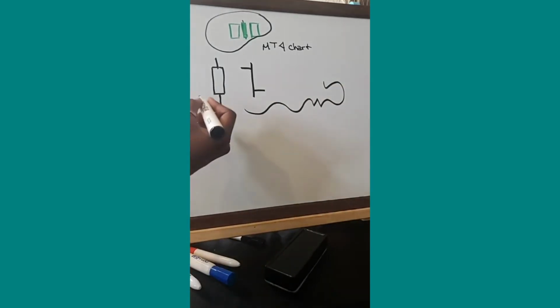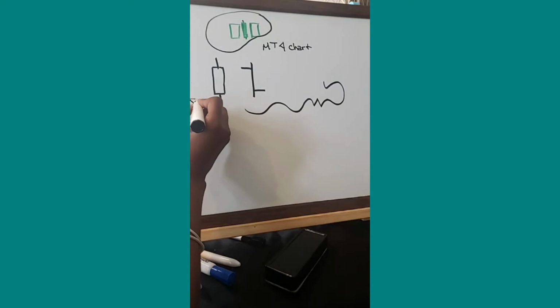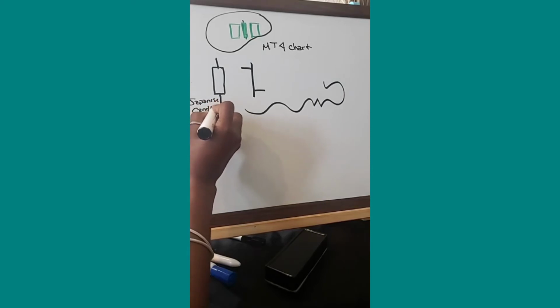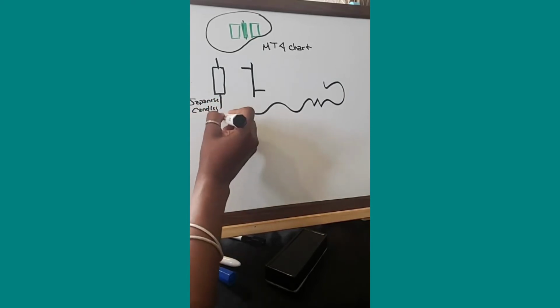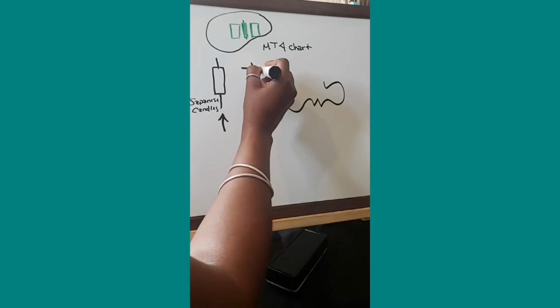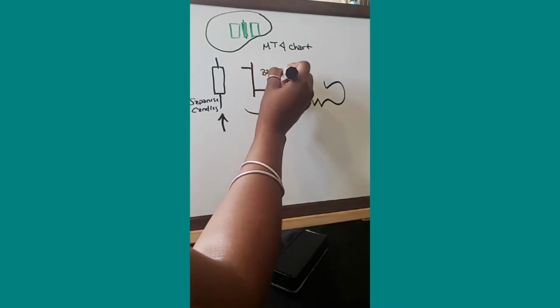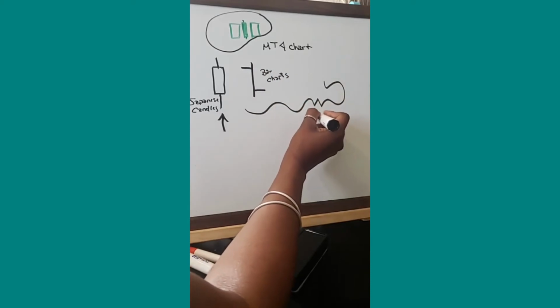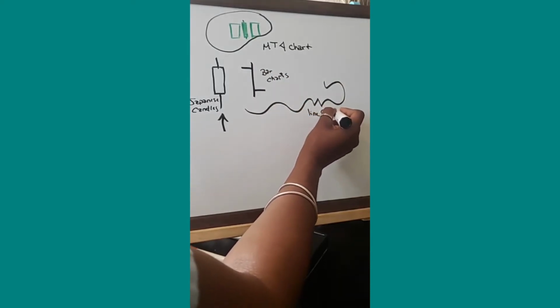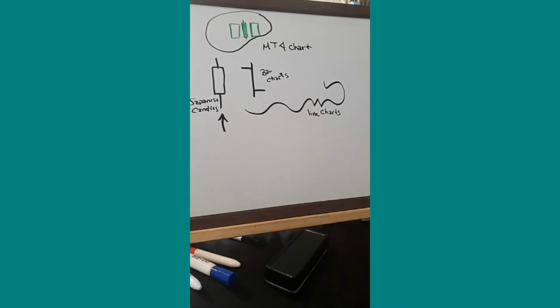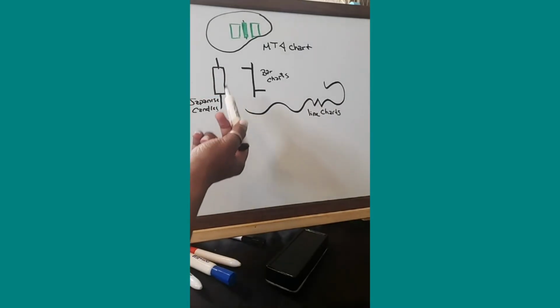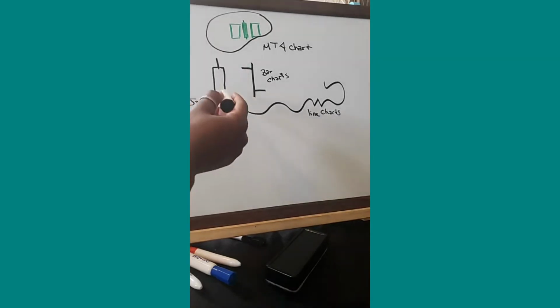I'll write the names for you so that you can write them down. You can test these and see which ones you like. Most traders use the Japanese candlesticks. These are your bar charts and your line charts. So when you are trading, most of us will trade the Japanese candles.